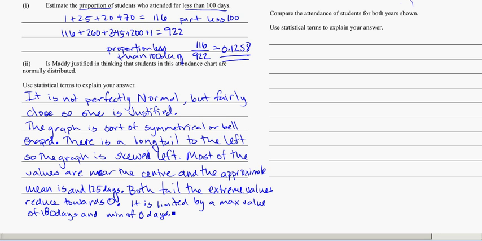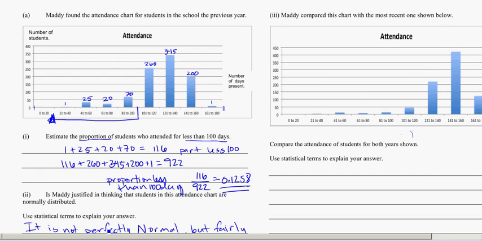So that kind of gives us some justifications why it is fairly bell-shaped. There is a long tail to the left, so the graph is skewed left, but most of the values are near the center, and the approximate mean would be 125 days. And both the tails, the extreme values, reduce towards 0. So those are all good things about it being normal. And so it's not great, but it's pretty good.